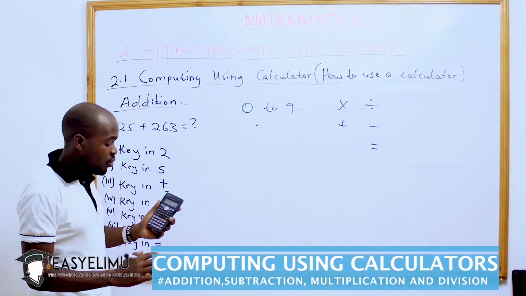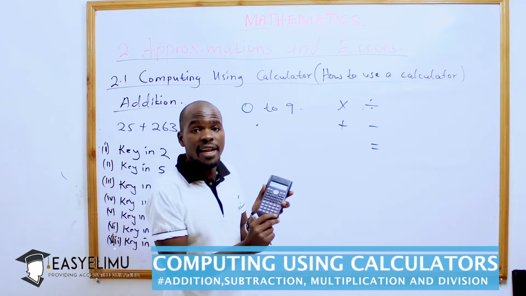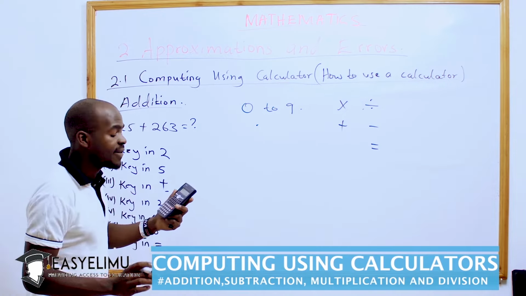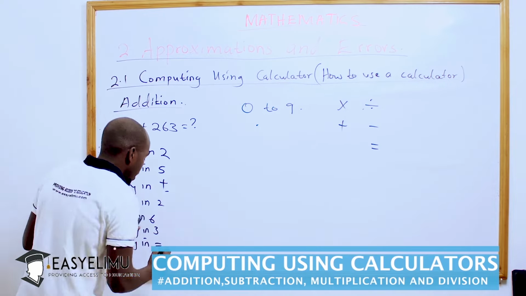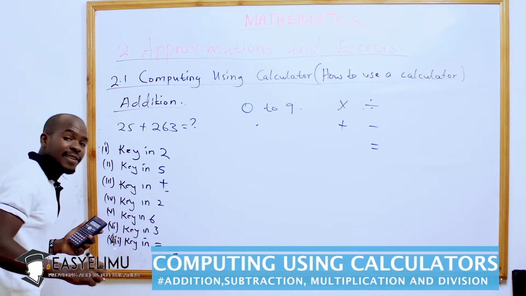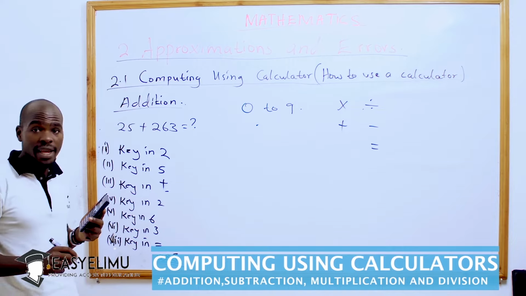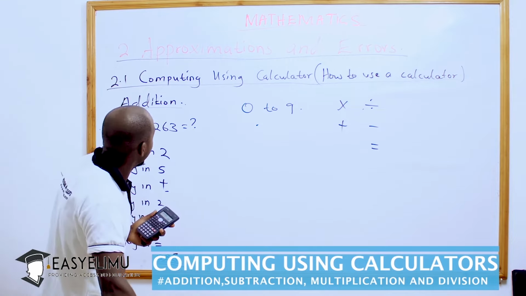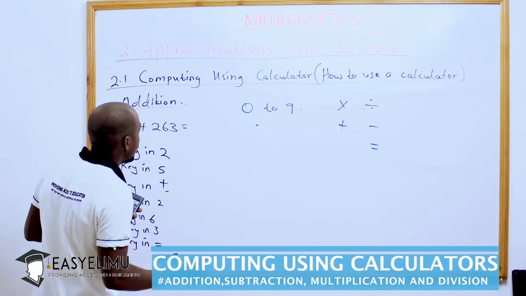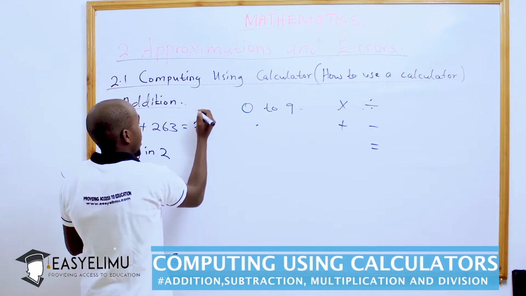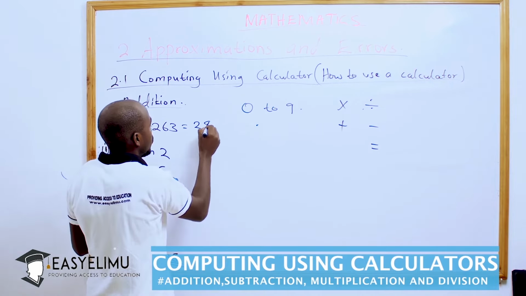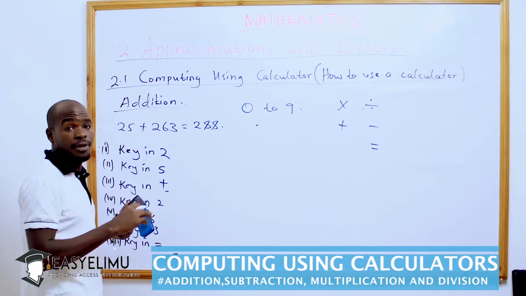You press the equal sign, and you will find the screen displays 288. So meaning that if you take 25 plus 263, it gives you 288. That is the answer for that.